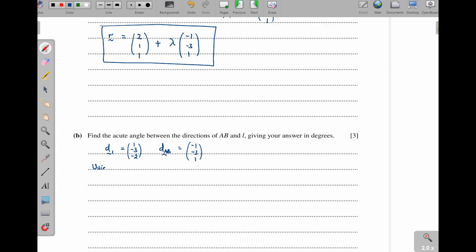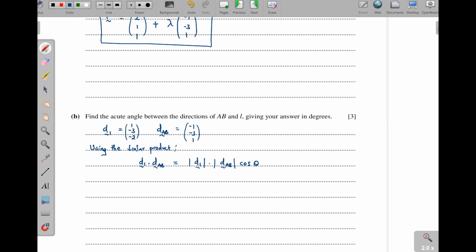Sometimes people call it the dot product, scalar product. When we get the dot product of the direction vector of L with that of AB, we get the modulus of this direction vector of L, times the modulus of the direction vector of that line AB, times the cosine of the angle that is in between them.